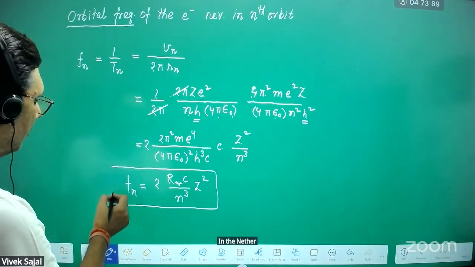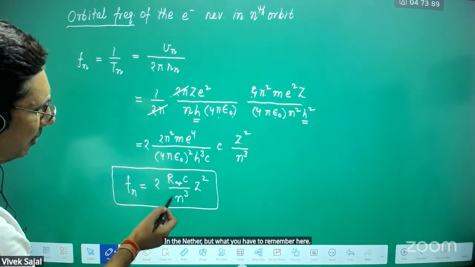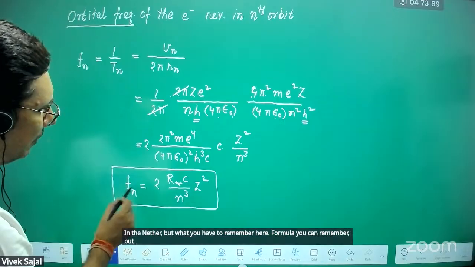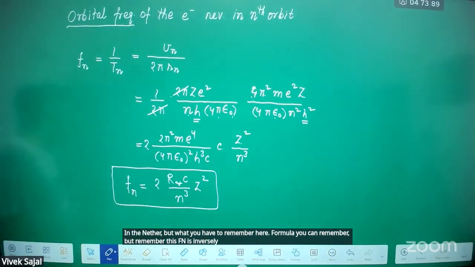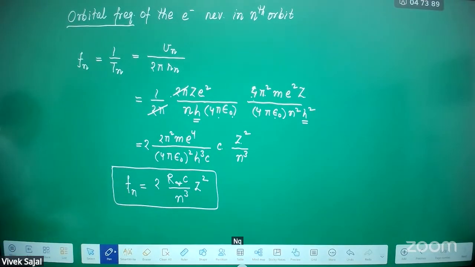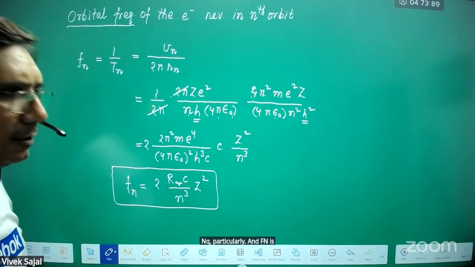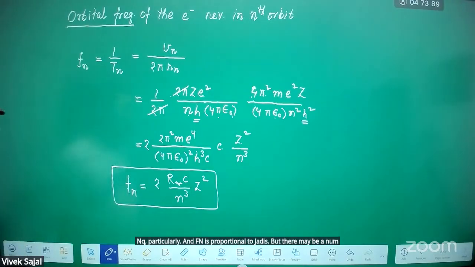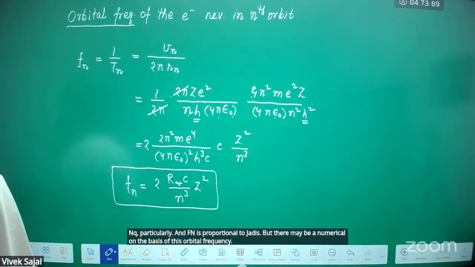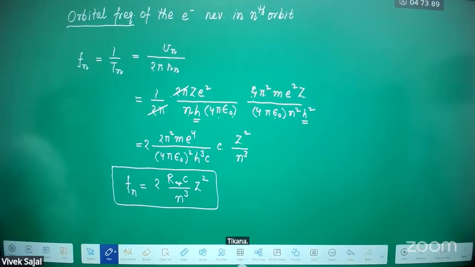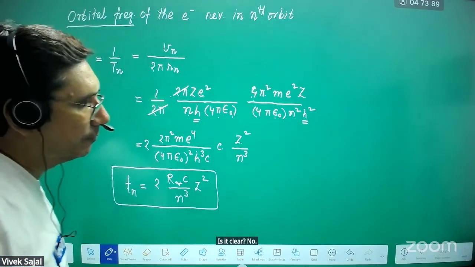What you have to remember here? Formula you can remember, but remember this Fn is inversely proportional to n cube particularly. तो ये हमें जरूर पता होना चाहिए. And Fn is proportional to Z square. There may be a numerical on the basis of this orbital frequency. ठीक है ना? Is it clear? Yes, sir. Next.